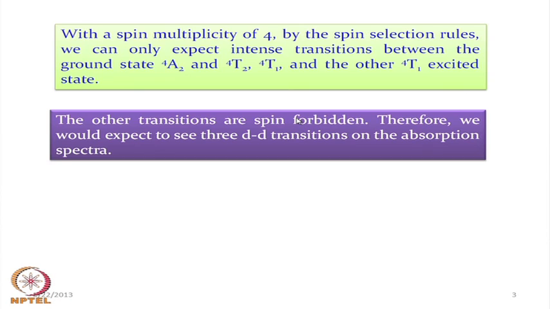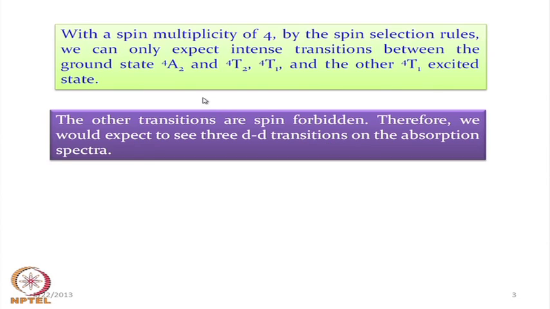We have just seen this in the vanadium case also. Therefore, we would expect to see 3 d-d transitions in the absorption spectrum. Likewise in the vanadium case, in chromium also we have this ground state and these 3 excited levels. This is one transition, this is the second transition, and this is the third transition from 4A2 to 4T1. So in d-d transitions we are basically getting 3 absorptions.